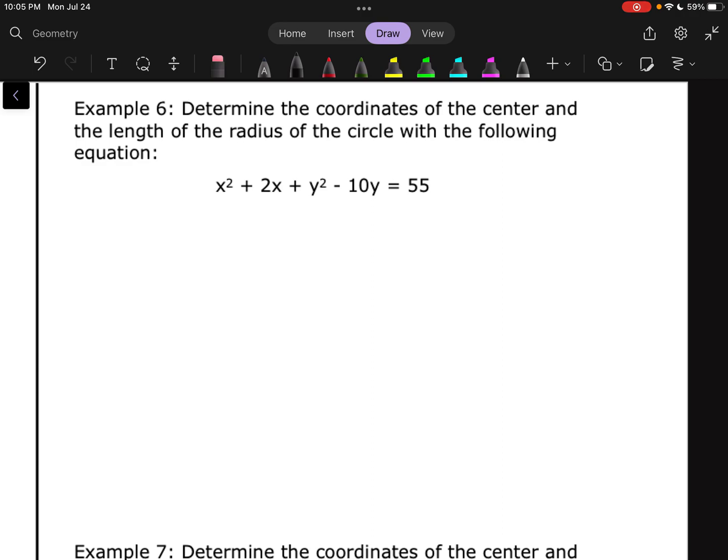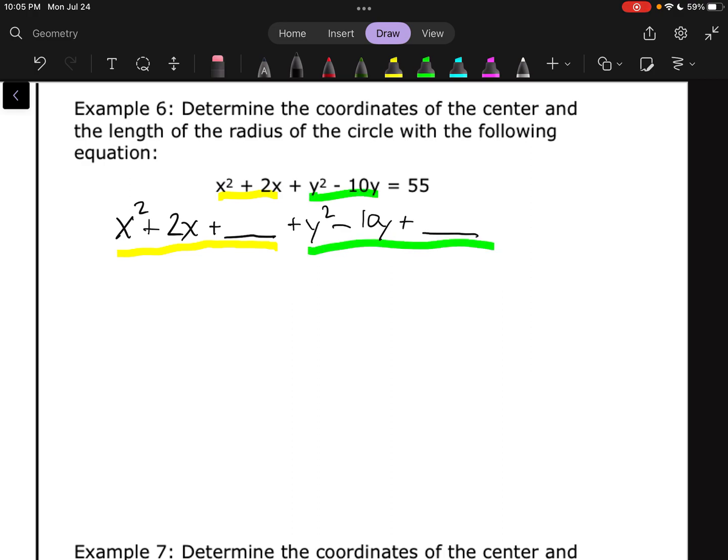So what we're going to do is we're going to go through a little process called completing the square to figure out what it is in standard form. So here's how completing the square works. We're going to take this part and add a blank after it. We're going to take this part, add a blank after it, and when we add those blanks, remember that we also have to add the blanks to this side to keep our equation balanced.